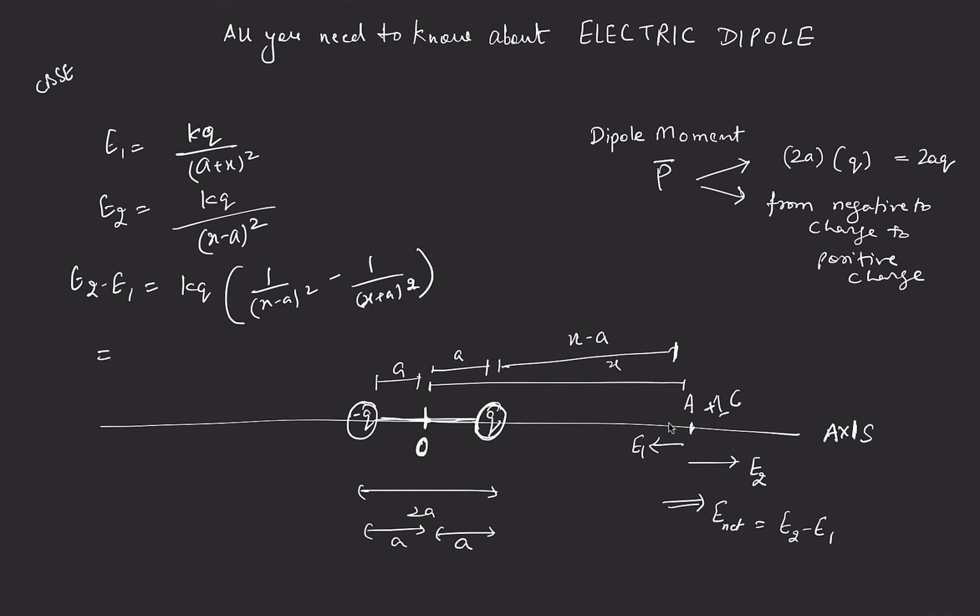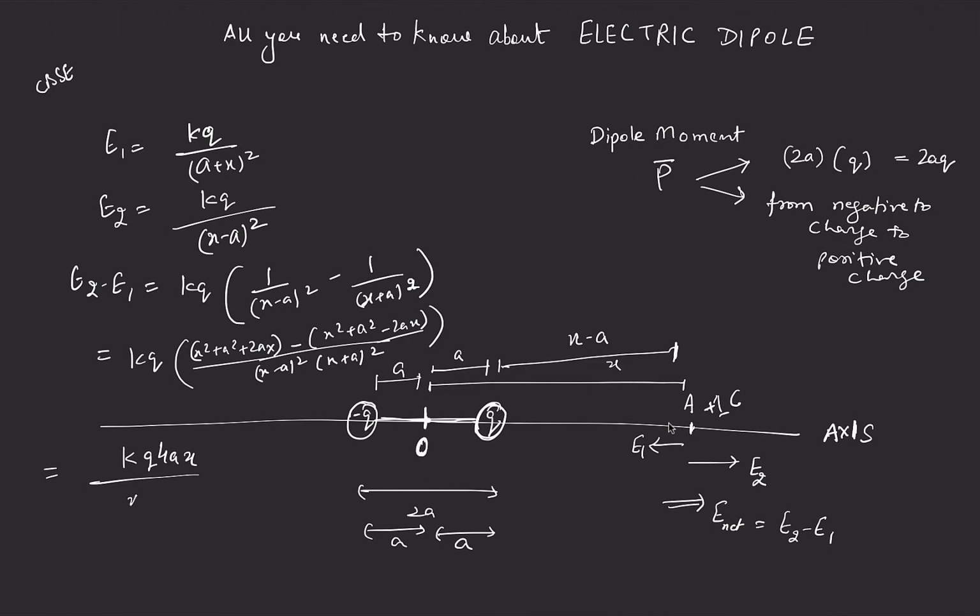which is equal to, (x square plus a square plus 2ax) minus (x square plus a square minus 2ax), divided by (x minus a) whole square into (x plus a) whole square, times kq. So the numerator would be simply 4ax, kq times 4ax, and the denominator would be (x square minus a square) whole square, because x minus a into x plus a is x square minus a square.